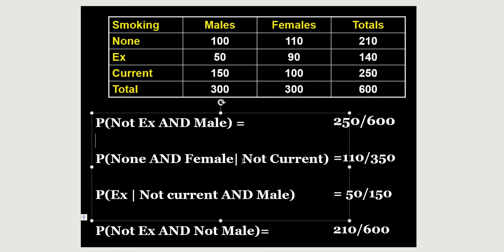Let's move to the second one. The second one has a condition. And remember, when we said you have a condition, you start with your condition. So first thing, the condition is not a current. So I do not want the current smokers. Take them out.